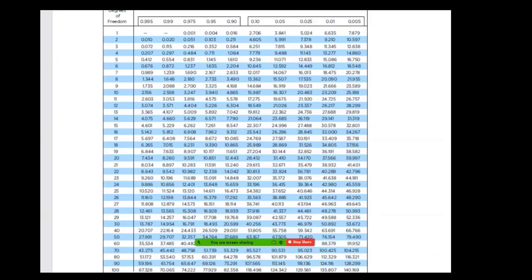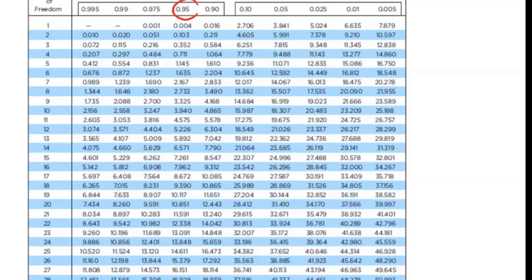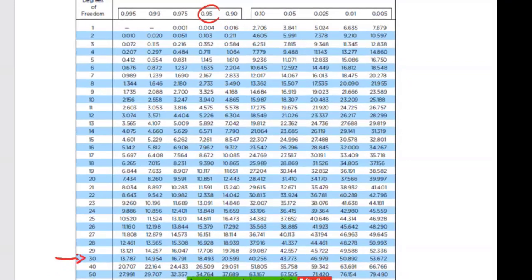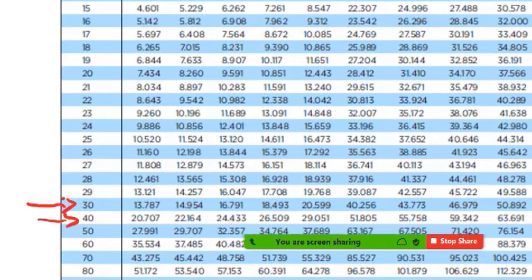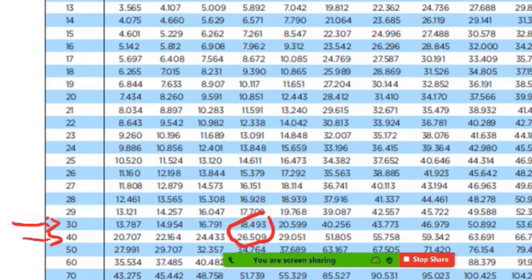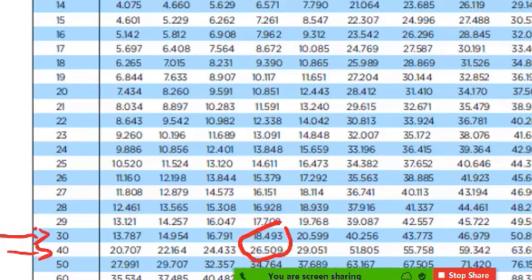So we are looking at the area to the right, which is 0.95. So I'm looking at the area to be 0.95. Okay, area to the right. And the degrees of freedom is, look at this number, 30. Okay, look at this number, 40. So the degrees of freedom is missing. 36 is not there. So I don't have the answer, but look at this one. According to the table, the answer is between these two values, 18.493 and 26.509. This is how you look up a table, and this is why we say it's a limited table.